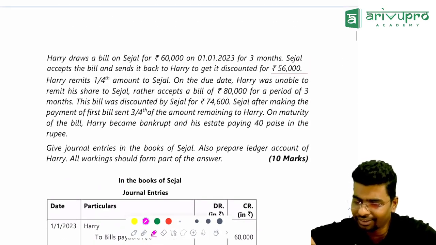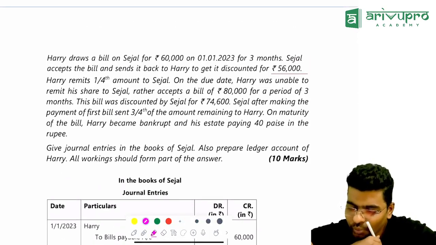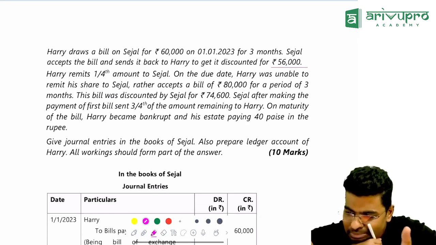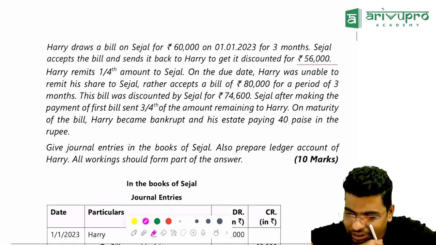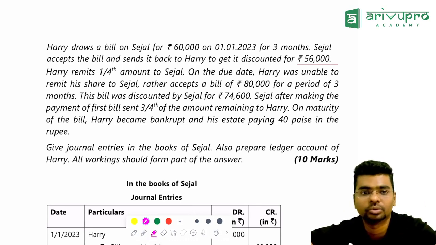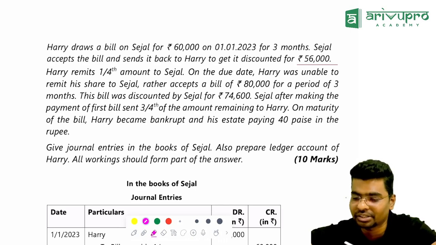Next one. 10 marks. Pretty much. This one, how many of you got wrong? This one. 1, 2, 3, 4, 5, 6, 7. Okay. Harry draws a bill on Sejal for 60,000.